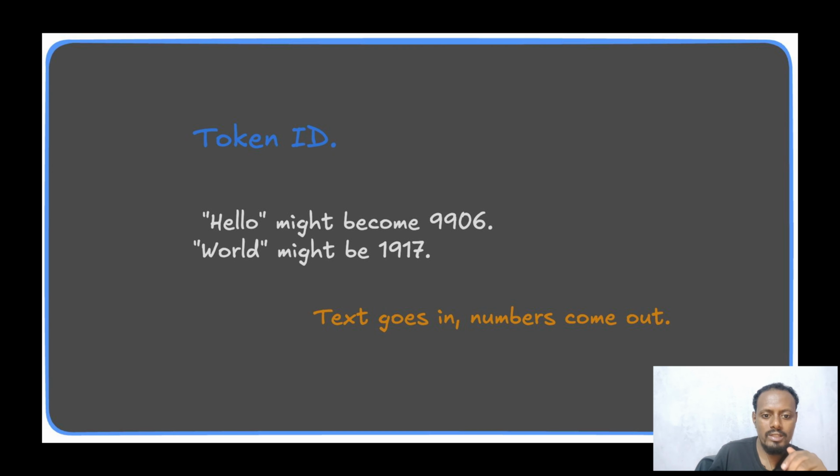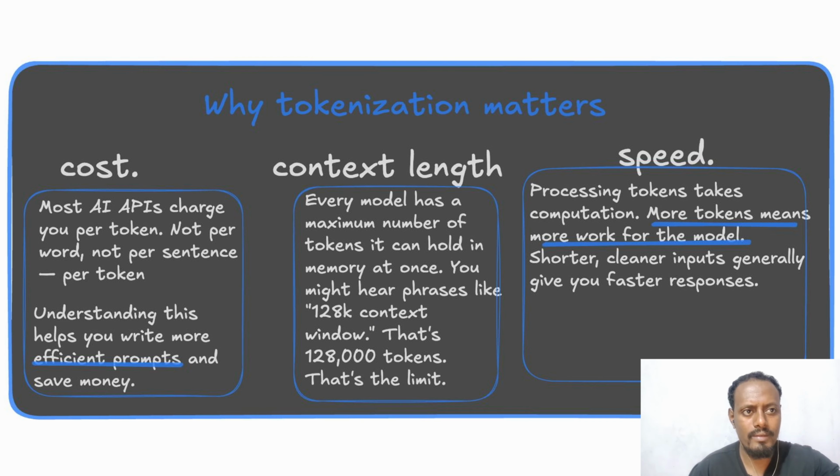Every possible chunk of text the model can work with is in that list. If a word isn't in the vocabulary as a whole word, it gets split into subwords that are. That is the beauty of this system. It can handle almost anything. So why should you care? Why does this matter? Honestly, it matters more than people think.